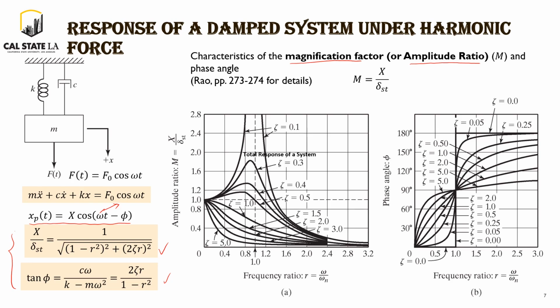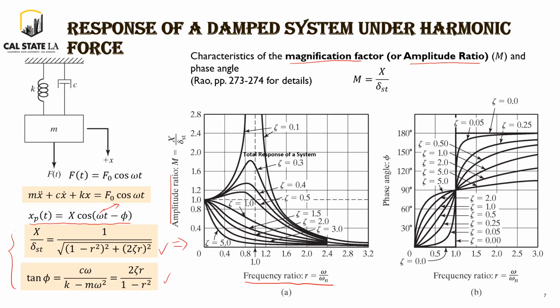So we're going to plot the relationship between the frequency ratio r and the amplitude ratio. So the x-axis is the frequency ratio. The result will be obtained from the first equation over here. So let's look at an extreme case. When the frequency of the force is very small, it means r is a very small number.